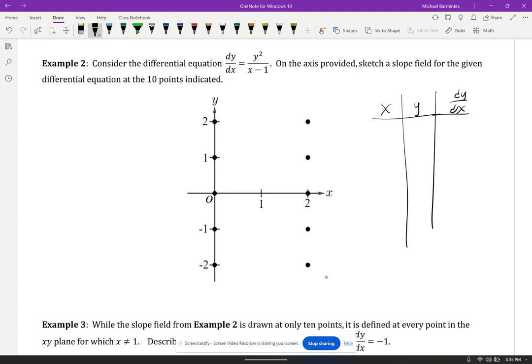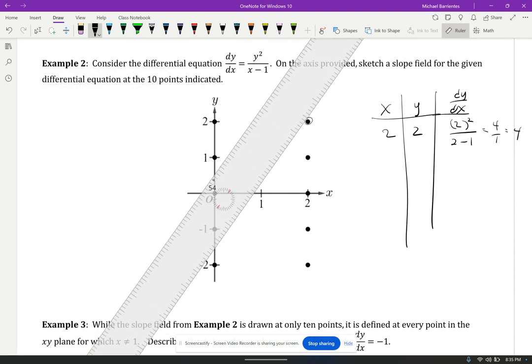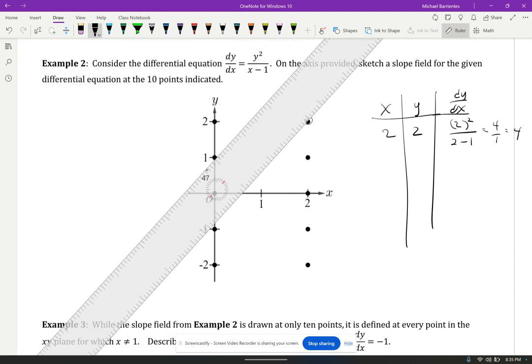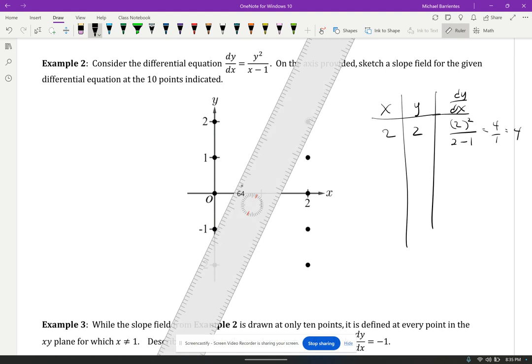Okay, so let's start with 2, 2. According to this, take your y-coordinate, square it, divided by x minus 1. So that's 4 over 1, and that's 4. So at this point right here, I need a slope of 4. Is this a slope of 4? 1, 2, 3. Oh, no, no, no. This is a slope of 4.